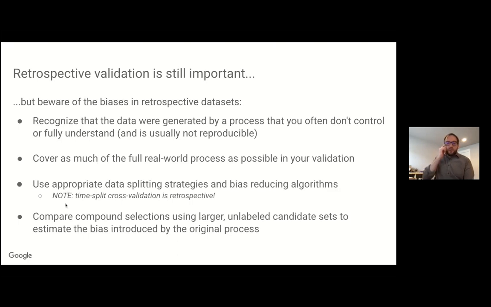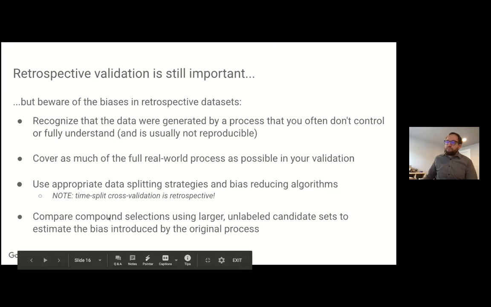I'll make a note which I hope isn't controversial, but I think is misunderstood: if you do time split cross-validation, where you have a bunch of historical data and you have timestamps for each data point, and you train your model on the stuff that happened up until 6 months ago and then test it on the stuff that happened for the last 6 months, that is a retrospective validation. It is not prospective, because you have no control over the set of molecules that were chosen in that last 6 months. Your model has no skin in the game. You are relying completely on the process that was used to select those molecules, which your model has nothing to do with.